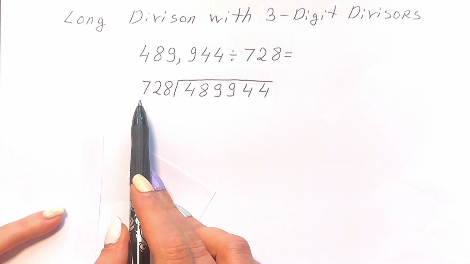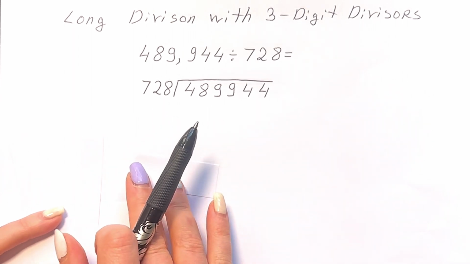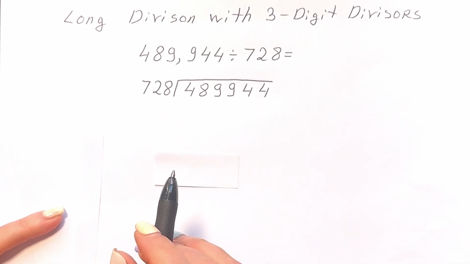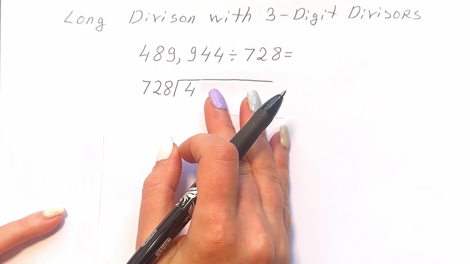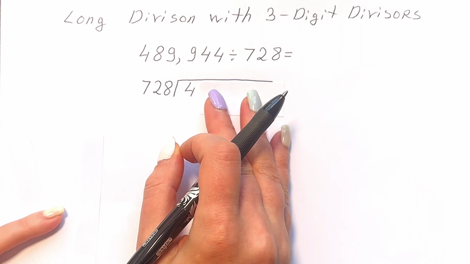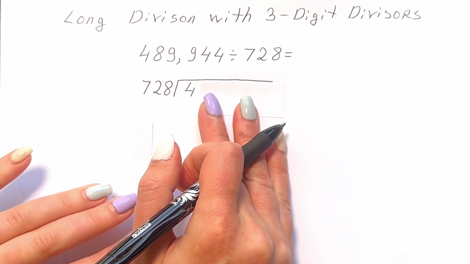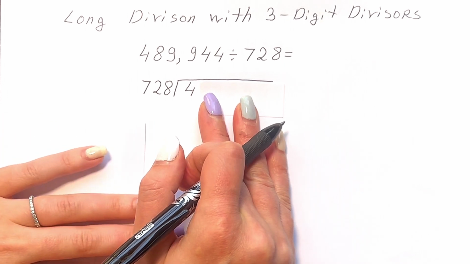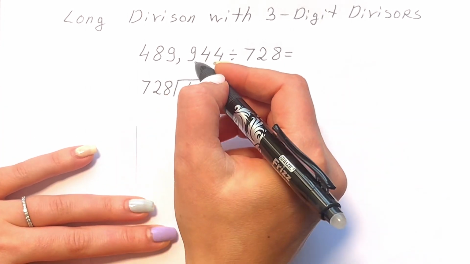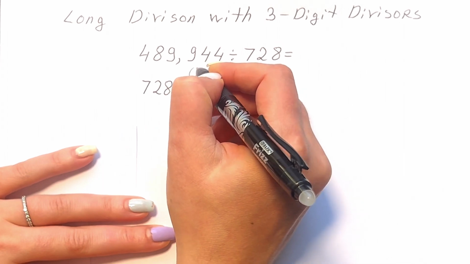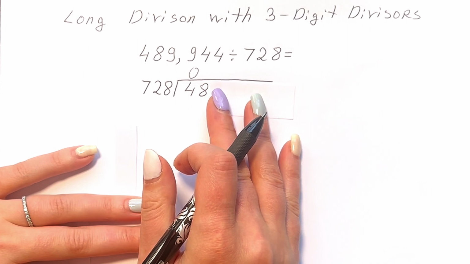489,944 divided by 728. As in a previous video, I taught you we have to divide digit by digit. So what we're going to do? We're going to cover the digits of the dividend and then start to divide. 728 goes to 4 0 times. I'm going to put the 0 on the top. Then I'm going to bring the next digit.